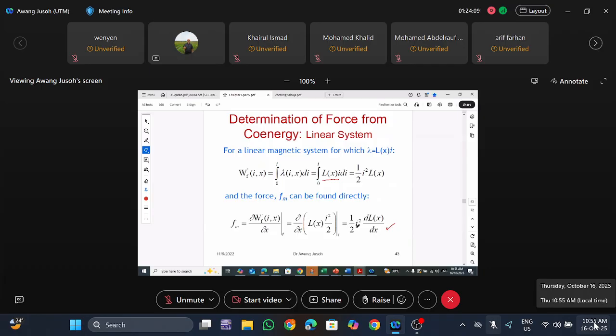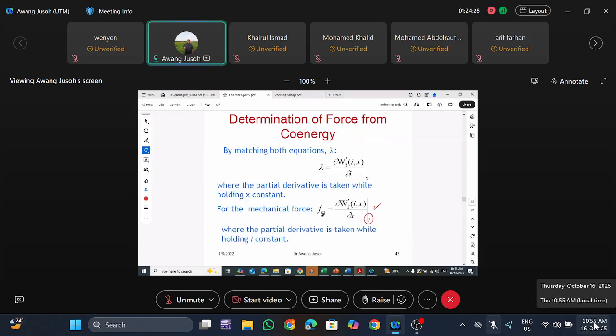Alright, I think that's all for today. We will continue on the next lecture, and we'll do some examples to explain this, and I will elaborate more on the plus and minus signs. Here you got a plus sign, but here you got a minus sign. Why is it like that? We'll explain more in the next lecture.